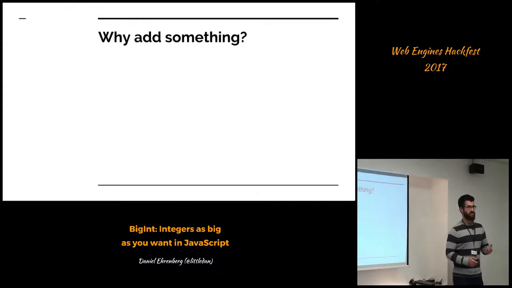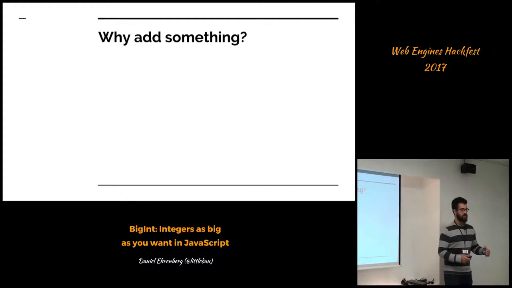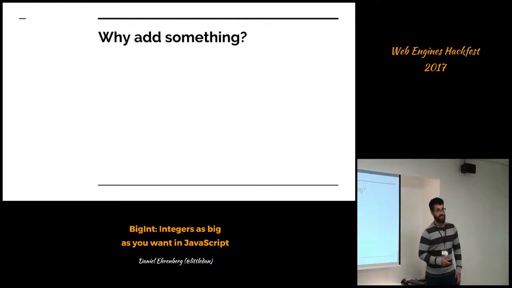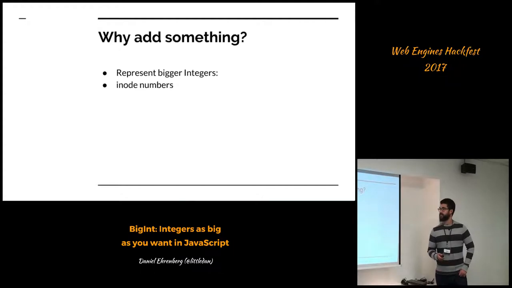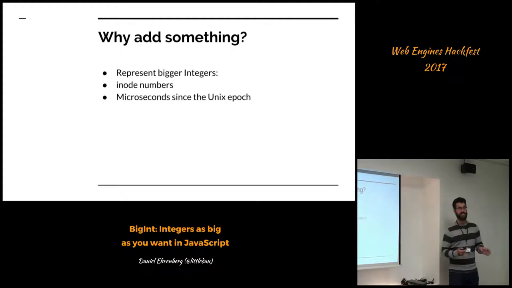And those can already represent a lot of different things. For example, every integer up to 53 bits can be accurately represented in numbers. But that's not really enough for everything that programs are working with, even if it works for most things. For example, if you have an operating system interface, you might want to represent inode numbers. This is not for the web platform, but for Node.js it comes up. I want to represent the number of microseconds since the Unix epoch.